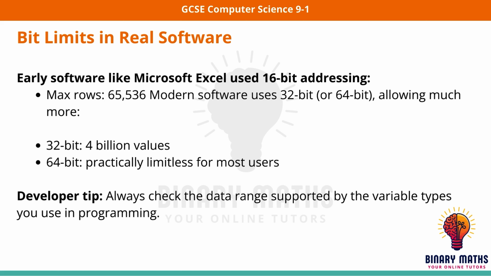Let's bring this into the real world. Older software, like early versions of Excel, used 16-bit systems, so they were limited to around 65,000 rows. Modern software uses 32-bit or even 64-bit systems, which means billions or even trillions of possible values. As a developer or user, this matters when choosing data types or dealing with large files.